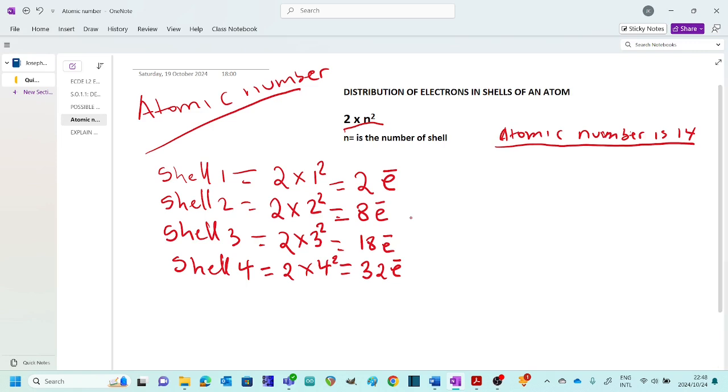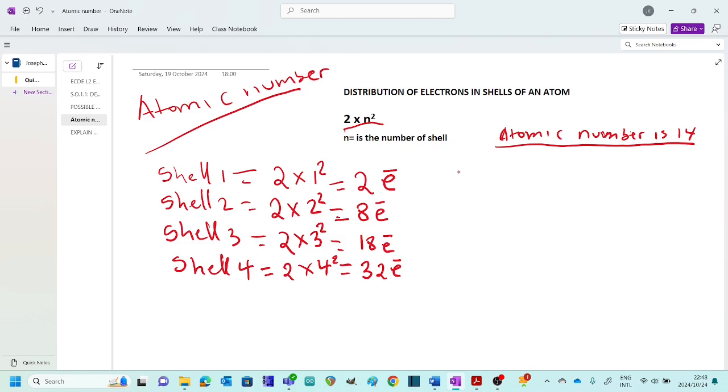The examiner can ask you to show calculations, and this is what you're going to show. Everything we have done here, you just have to know how many shells this atom is going to have. With 14 electrons to distribute, how many shells do you think? If we follow the same calculation, let's use this as our reference.